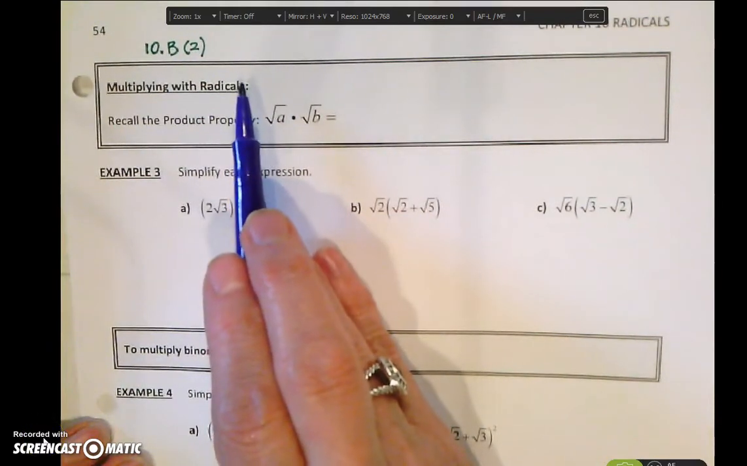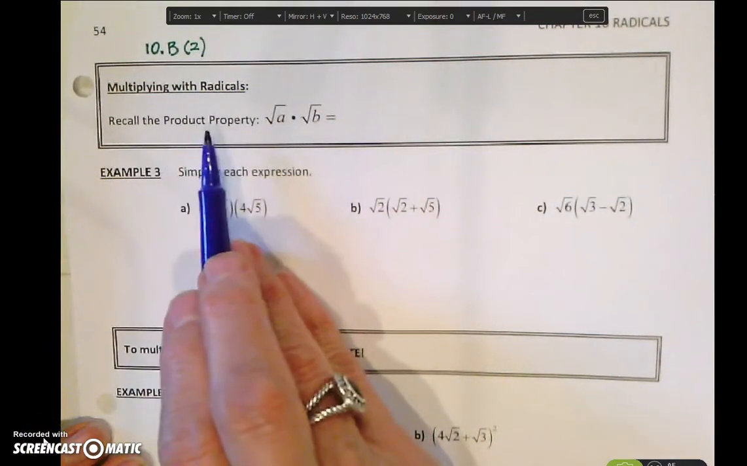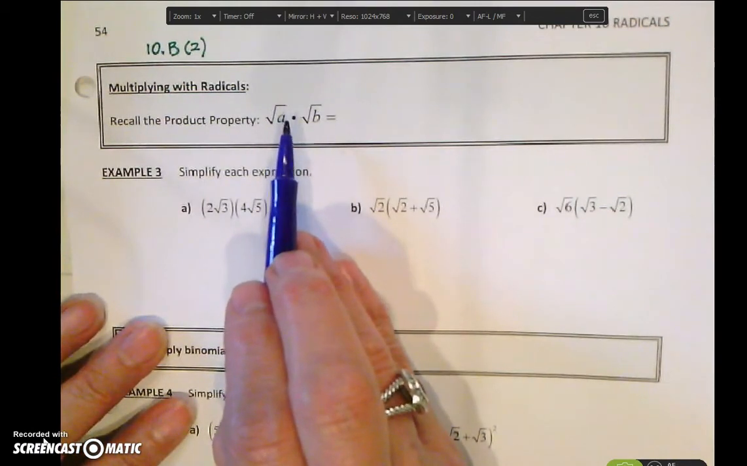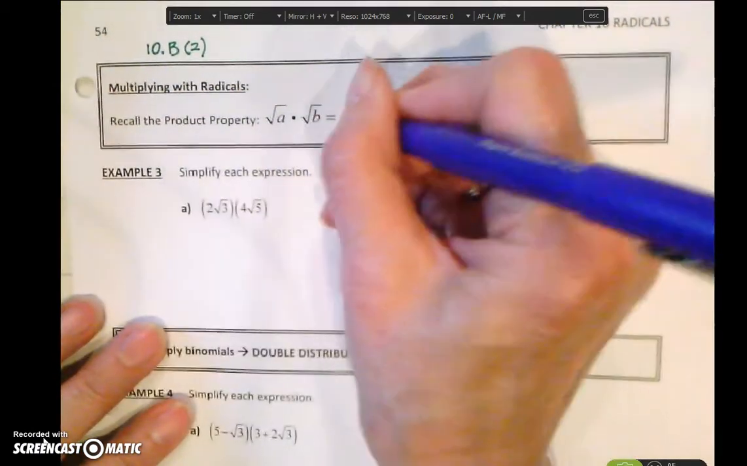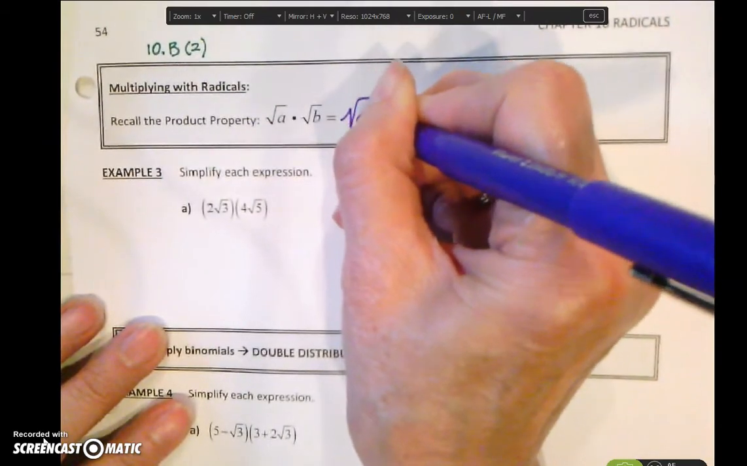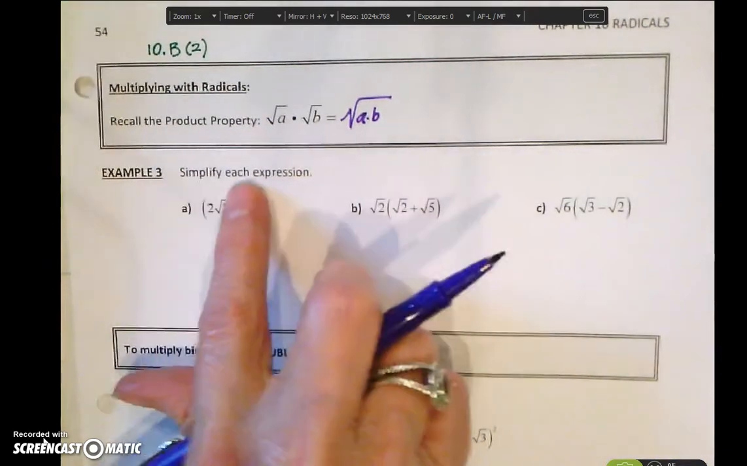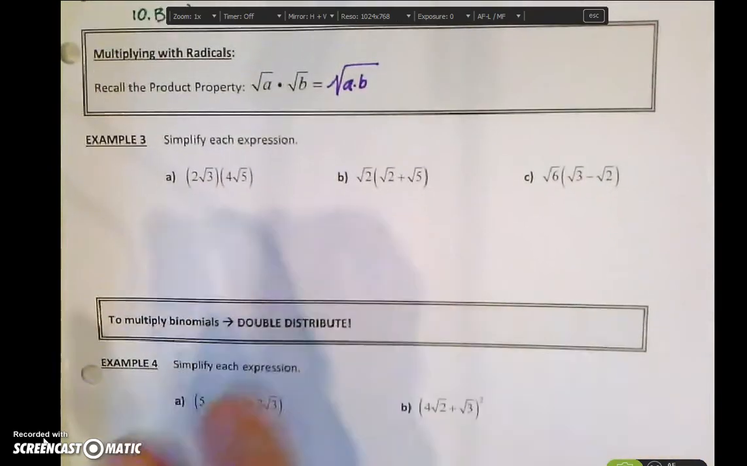To multiply radicals, we'll recall the product property, which we've used really more in reverse, but the square root of a times the square root of b is equal to the square root of a times b inside the radical. So example 3, simplify each expression.